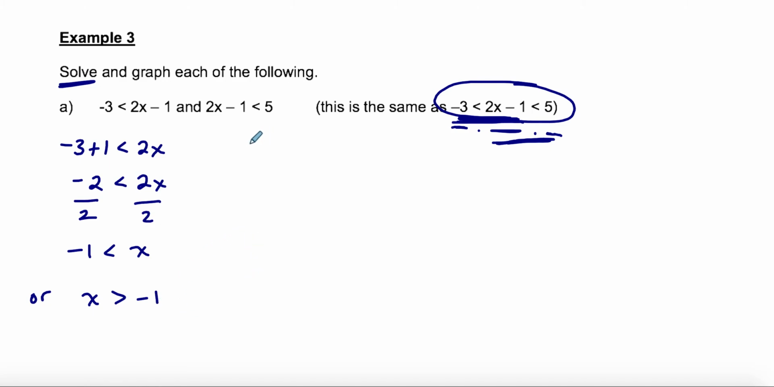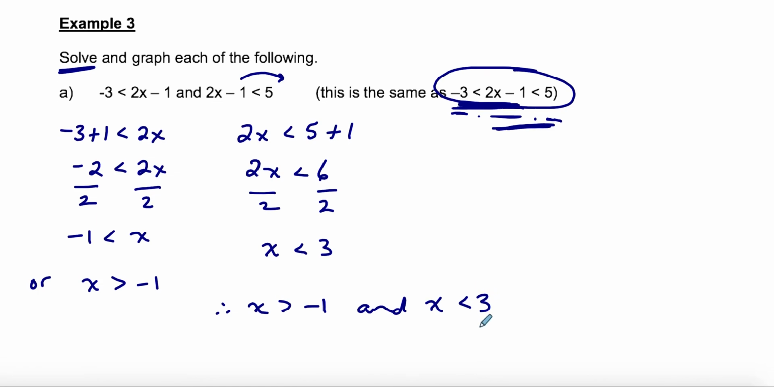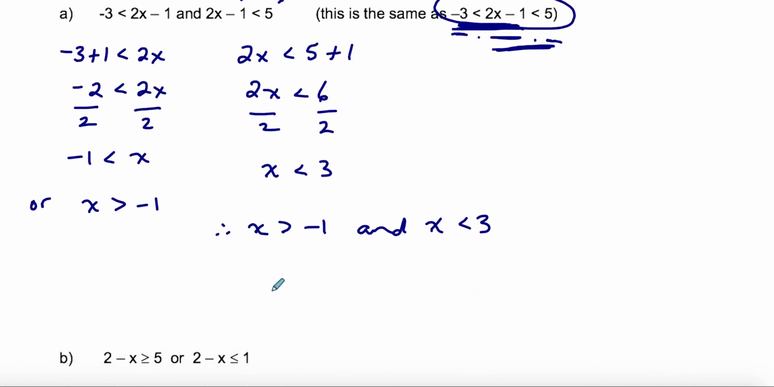And 2x minus 1 is less than 5, so let's say we move the negative 1 to the right. That'd be 5 plus 1. 2x is less than 6. I can divide both sides by 2, so x is less than 3. So what we found out here is that x is greater than negative 1, and at the same time, it also has to be that x is less than 3. So how would that look on a number line?